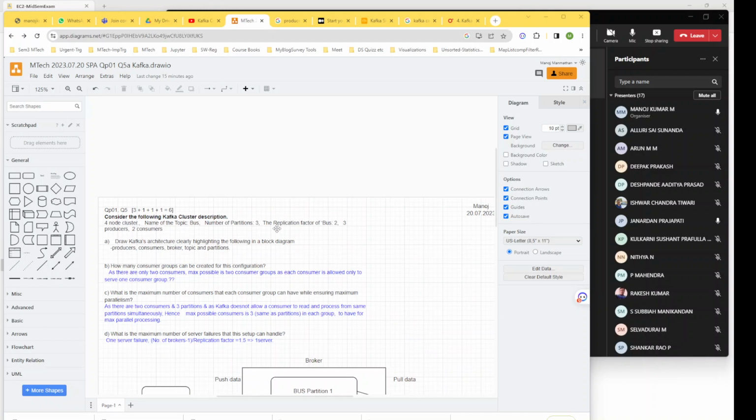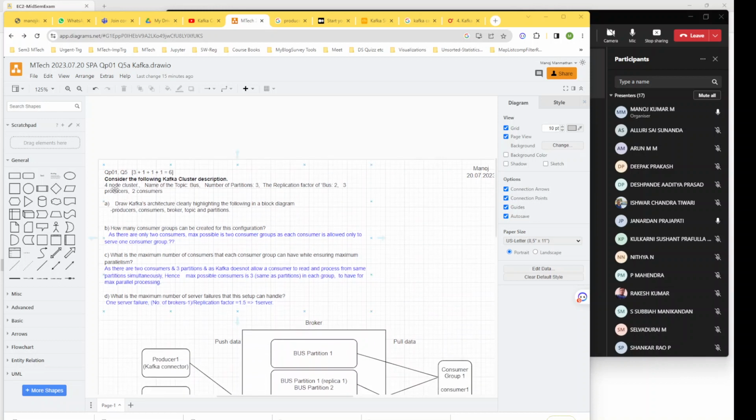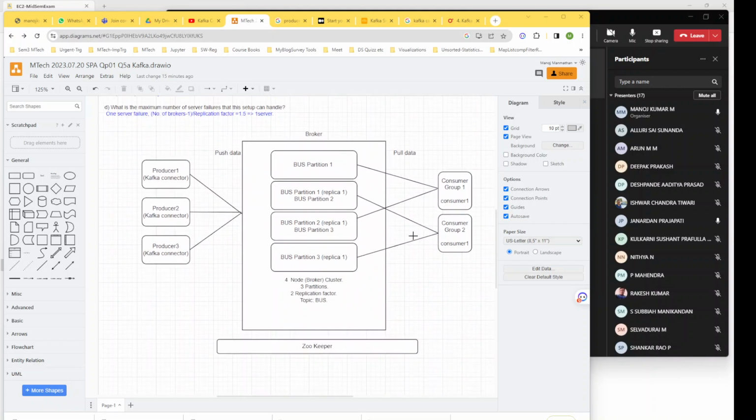So the question is, we have a 4 node cluster. The name of the topic is bus, the number of partitions is 3, the replication factor of bus is 2, and there are 3 producers and 2 consumers. Based on that, somebody already sent a handwritten image, so it was easier. I just made it like this, and actually I connected this to each partition, but then people said it's wrong.